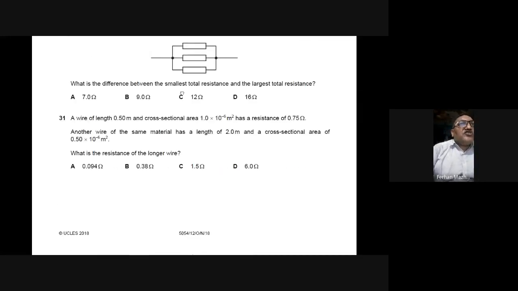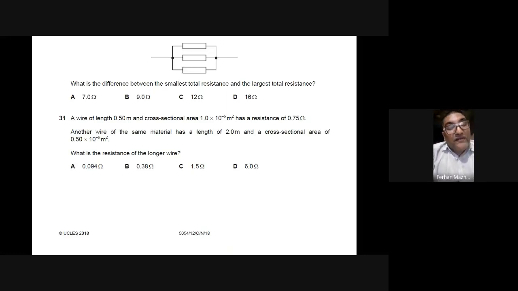Okay, next question on your screen. A wire of length 0.50 meter and a cross-sectional area 1 × 10^-6 meter square has a resistance of 0.75 ohm. Another wire of the same material has a length of 2 meter and a cross-sectional area of 5 × 10^-6 meter square. What is the resistance of the longer wire? Both the wires are made from the same material, so they both will have the same resistivity.